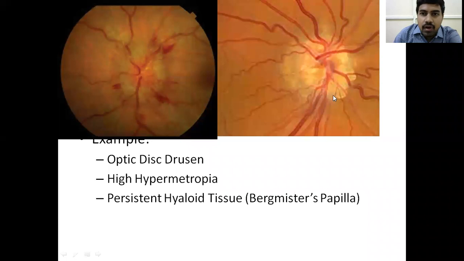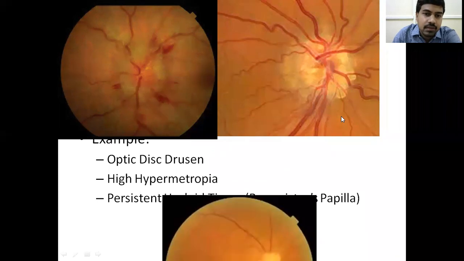Whereas this is a case of optic disc drusen. See here, you see there are sharp pointed objects. These are nothing but refractile bodies which are present on the optic disc. Because of that, the margins appear blurred, and due to that, we get a false impression that the disc is edematous. Actually, there is no edema of the disc. It is only these refractile bodies present in the optic disc that give a false impression of elevation.